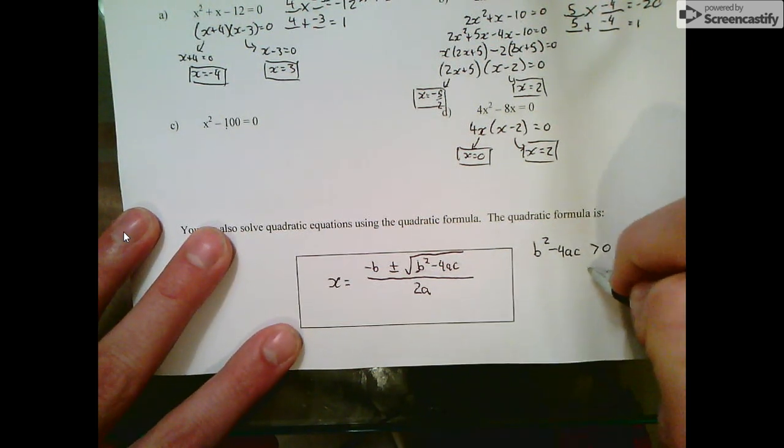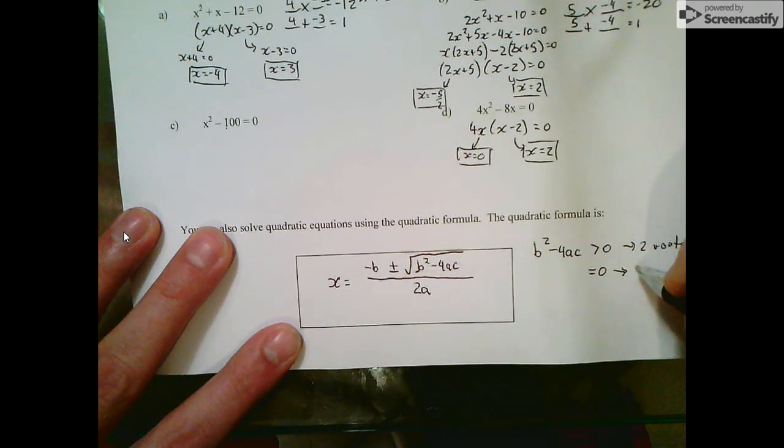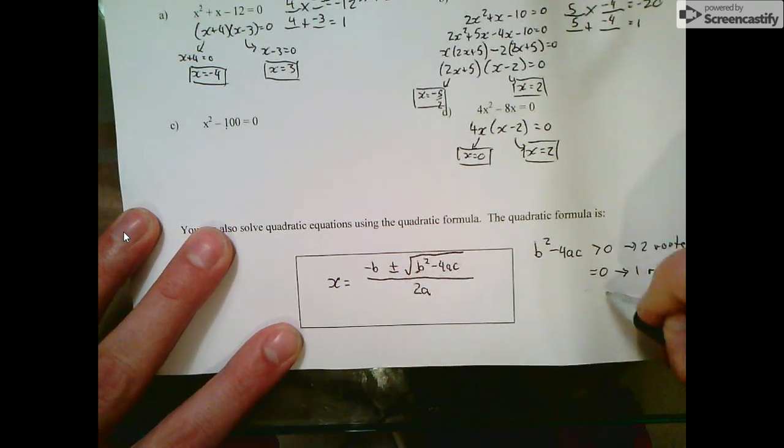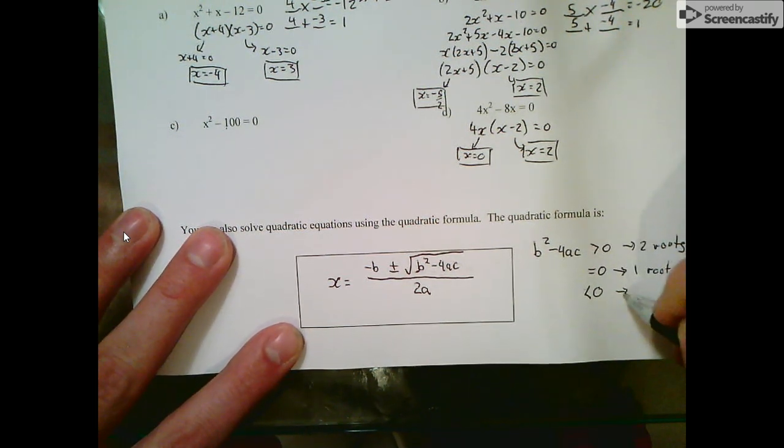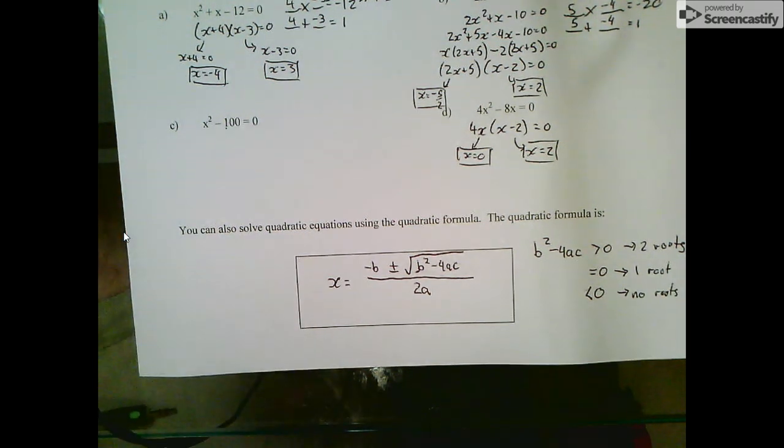If it's equal to 0, we get 1 root. And less than 0 gives us no roots. And that's how we're going to actually use this. So a, b, and c. What's a, b, and c?